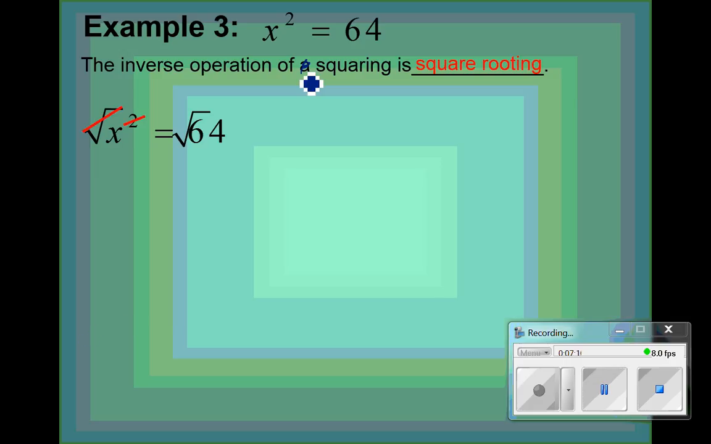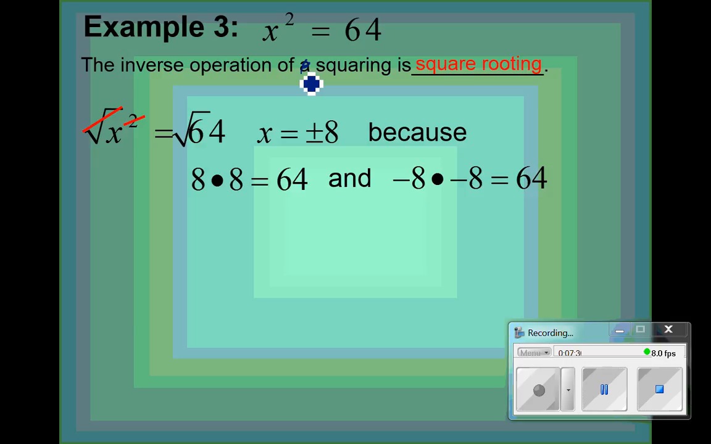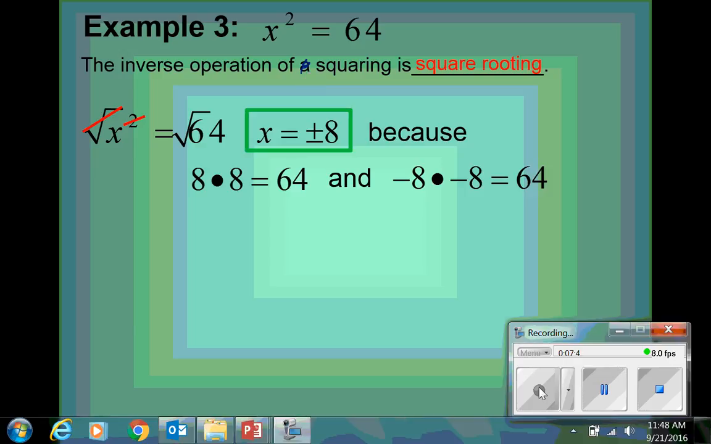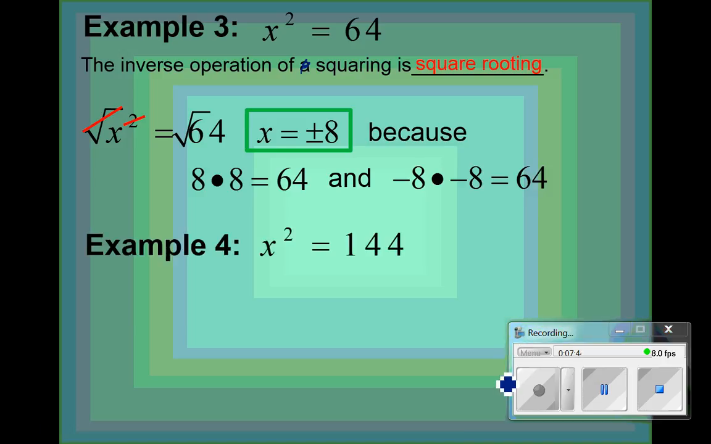And I know that the square root of 64 is 8. So the answer is x equals positive or negative 8 in these cases, because 8 times 8 is 64, but also x could be negative 8, because negative 8 times negative 8 also equals 64. So be careful with these examples because you have to include the plus or minus sign. See if you can do example 4 by yourself. This is going to be our last example. We have x squared equals 144.